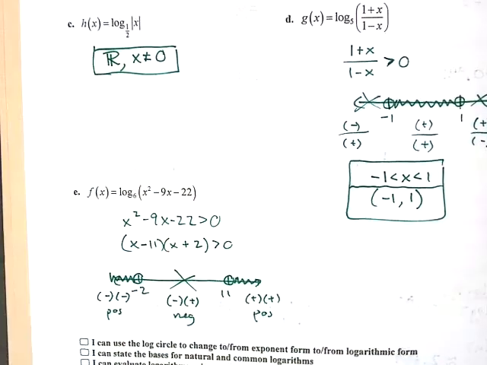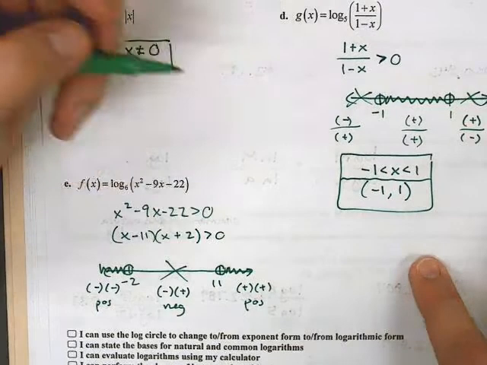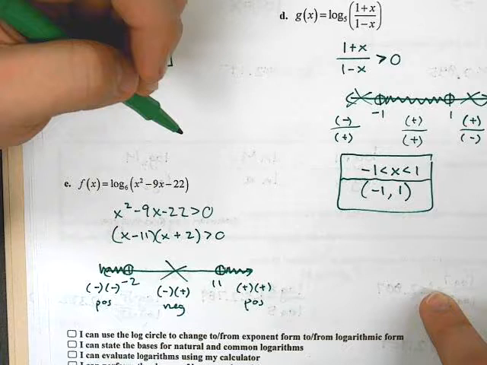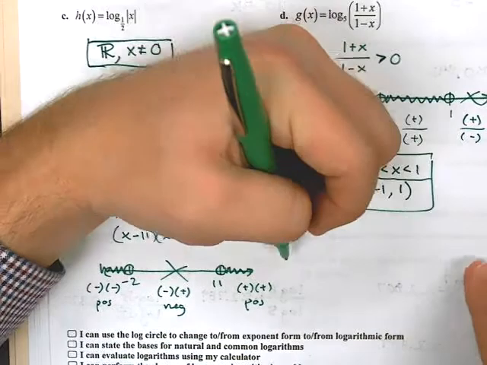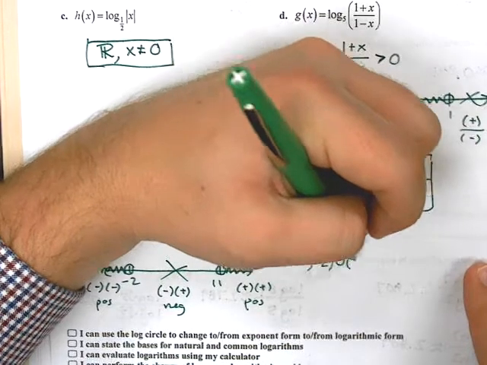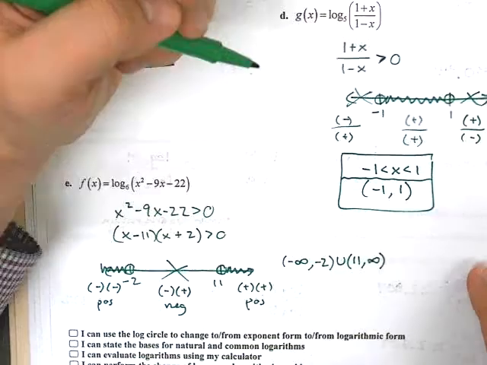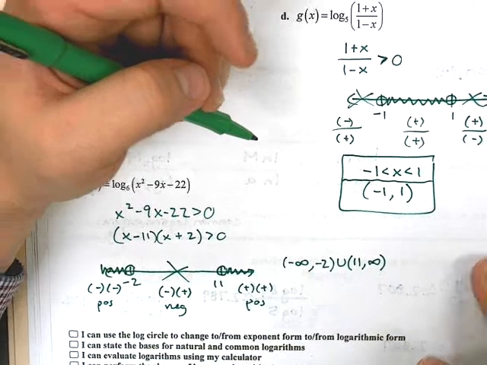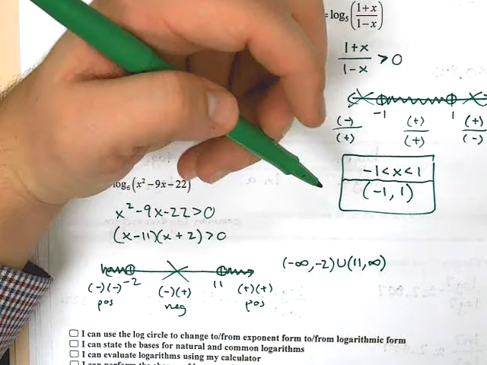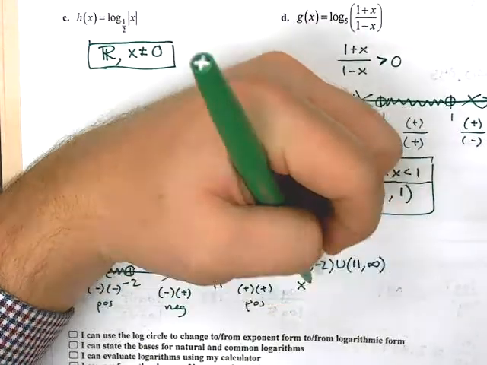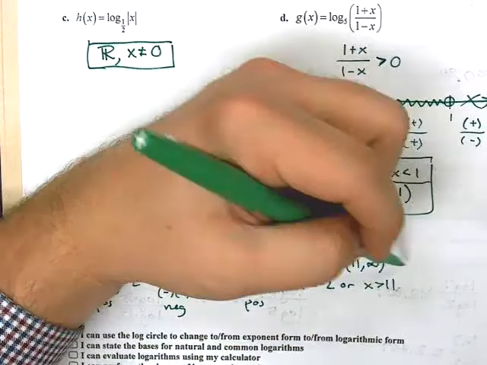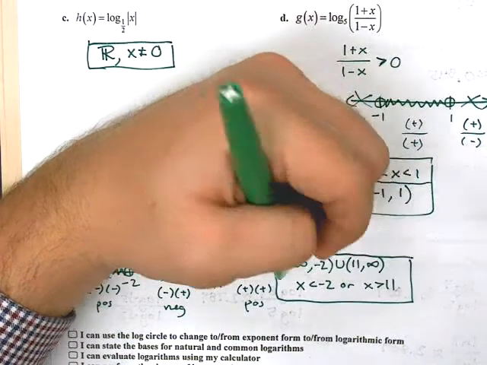The last thing I would have to do is state my domain. I would most likely go with interval notation here, just because it's a little easier. I would say I'm going from negative infinity to negative 2, union 11 to infinity. Alright, if you wanted to use our kind of old method, we could say x is less than negative 2 or x is greater than 11. Both of these answers are more than okay.